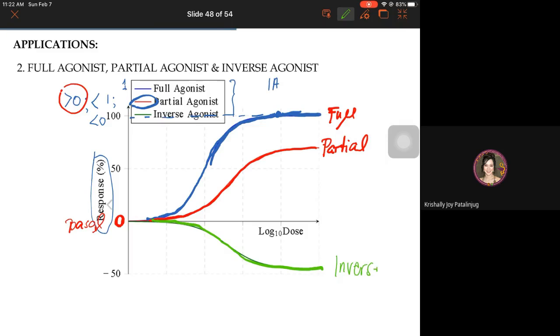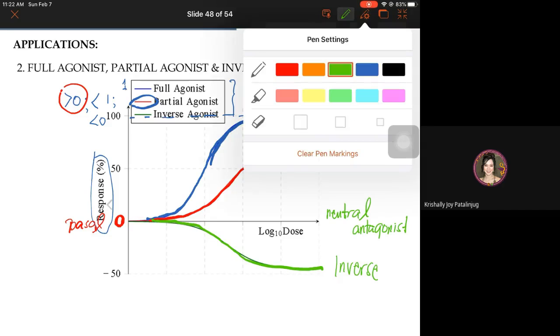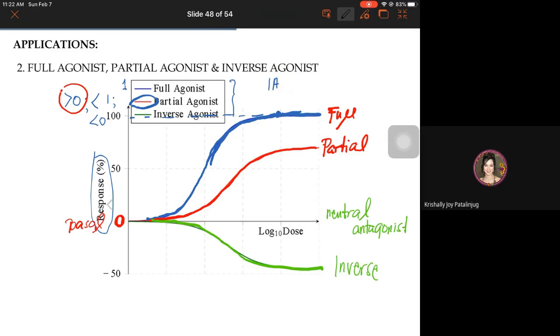What about the neutral antagonist? Well, neutral antagonist, as defined, has no receptor activity. That is why it would have a plot in here. So that would be the neutral antagonist, zero intrinsic activity, no receptor activity. So that is how we apply this curve towards the comparison of the intrinsic activities of an agonist and an antagonist.